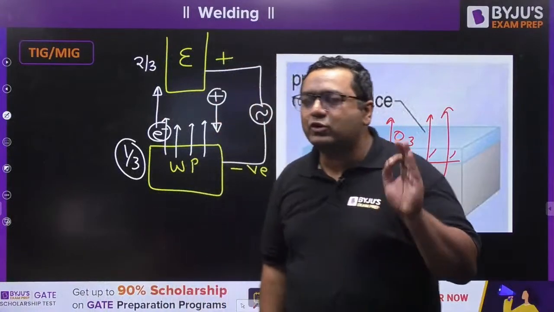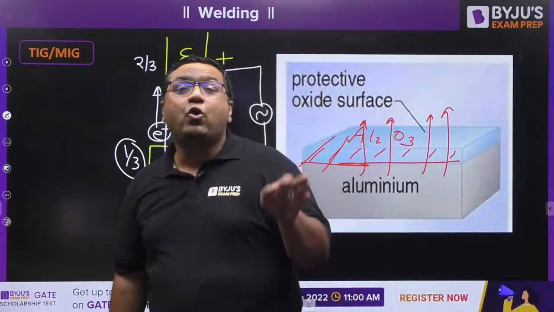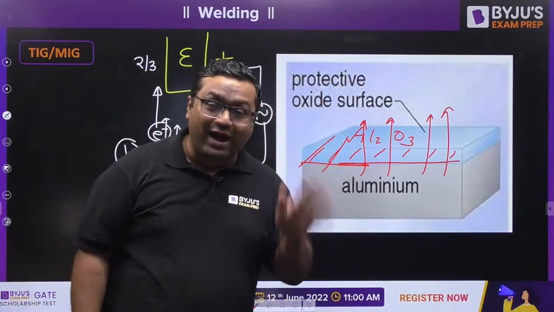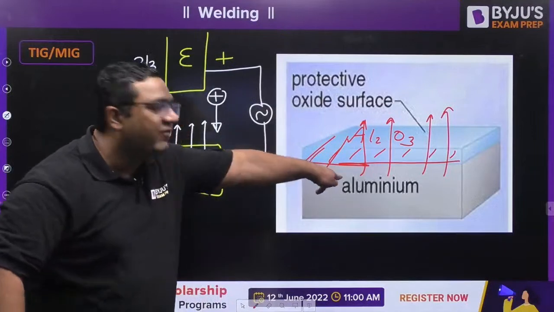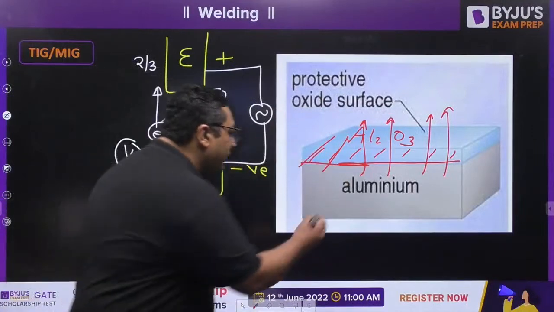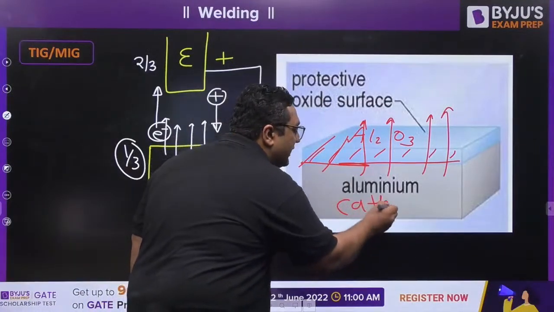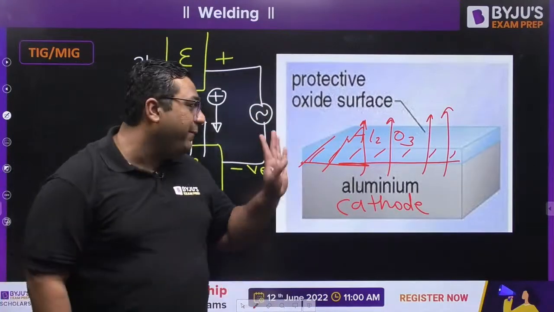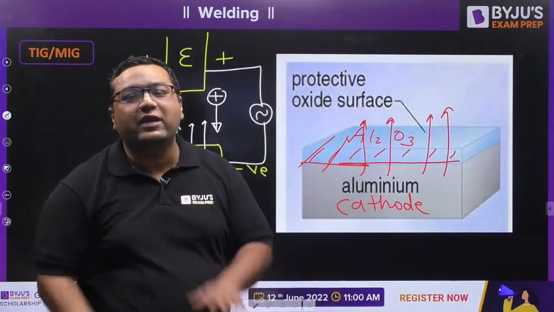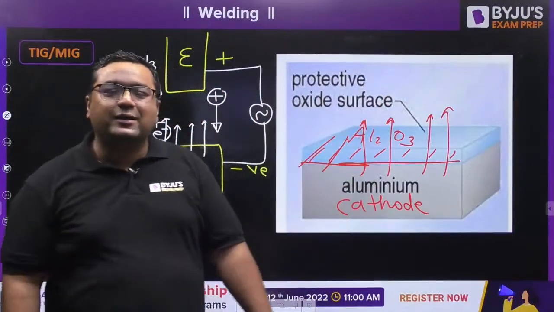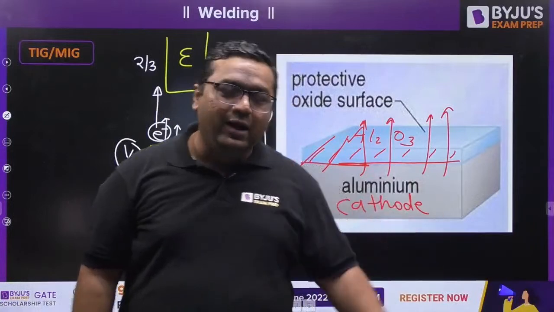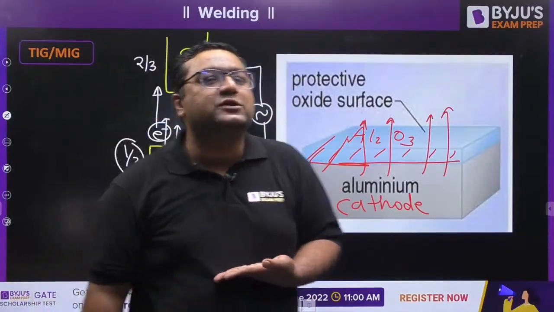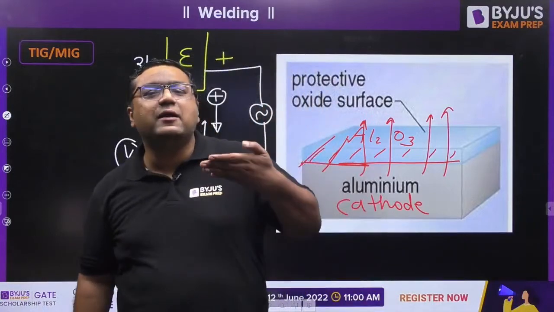And my dear, this process is given the name of cathodic cleaning. Why? Because we have cleaned the workpiece surface by making it the cathode. So by making this workpiece the cathode, we are making it clean. That's why the name is cathodic cleaning. And now fresh aluminium will be exposed for the welding process, and now welding will be produced.